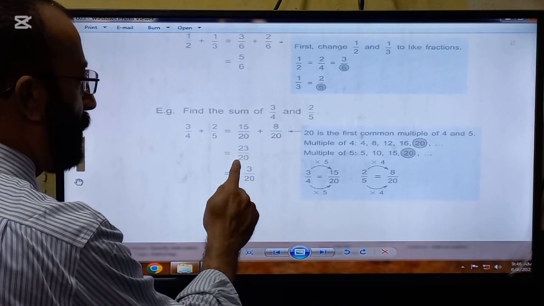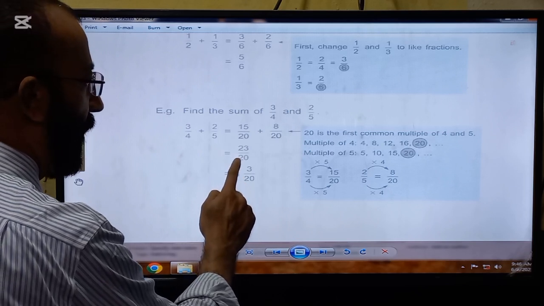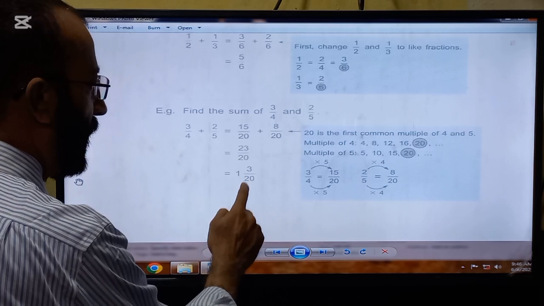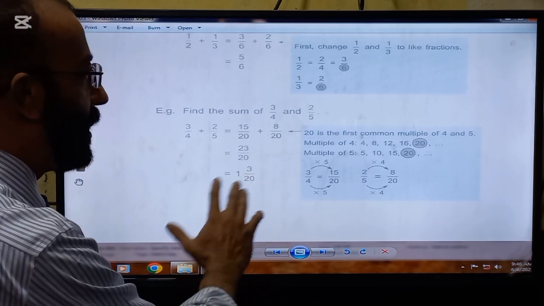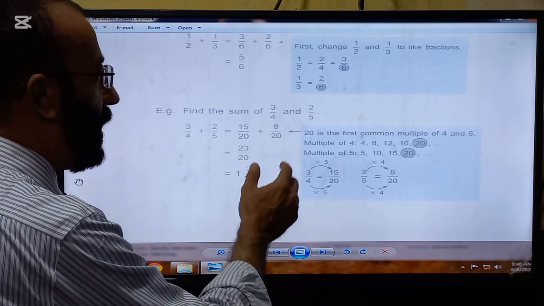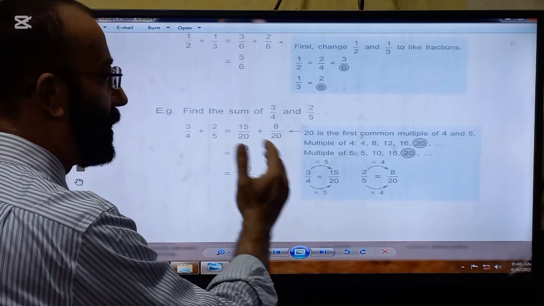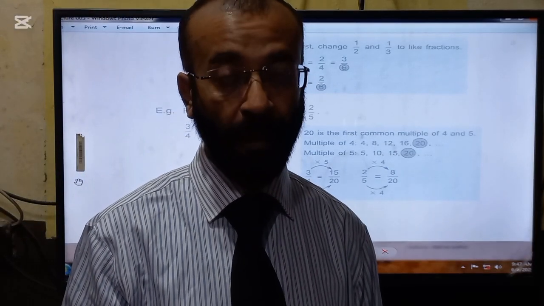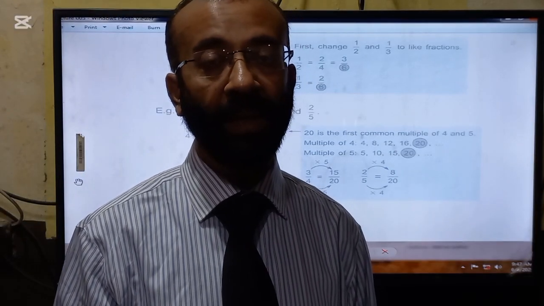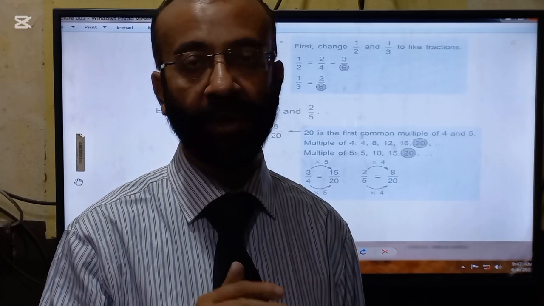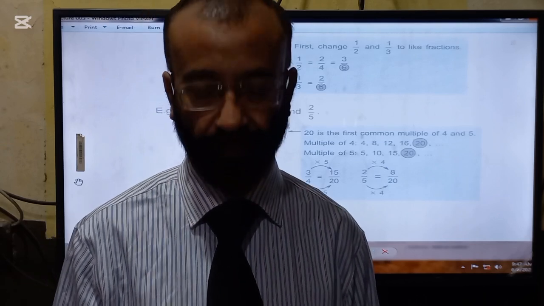Because this is an improper fraction, now we will divide these numbers. So after dividing, this will be the answer. So this is one method, which is solved by converting unlike fractions into like fractions. Now we are going to learn another method of adding fractions, by taking the LCM.